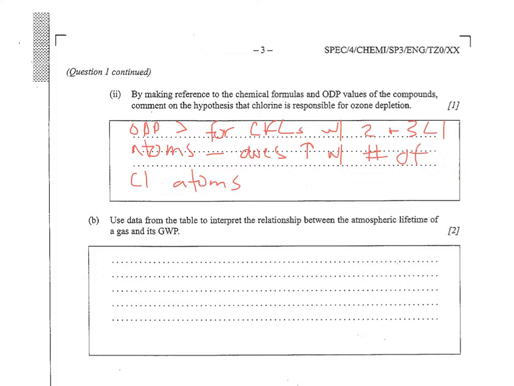It's much less for HFC that has no chlorine on it. And part B then, use the data from the table to interpret the relationship between the atmospheric lifetime of a gas and its GWP. If you look at those two values, you should notice there's a direct relationship. As GWP increases, so does the atmospheric lifetime. They increase and decrease together.